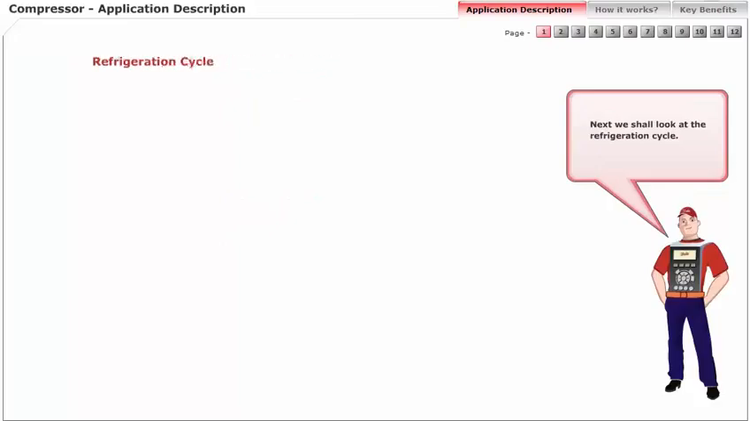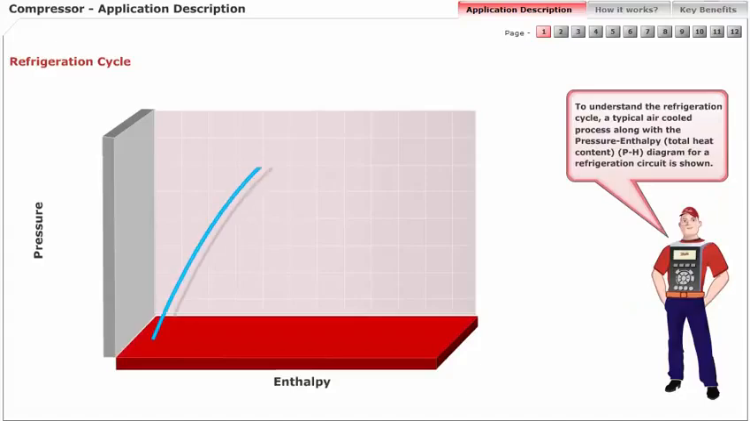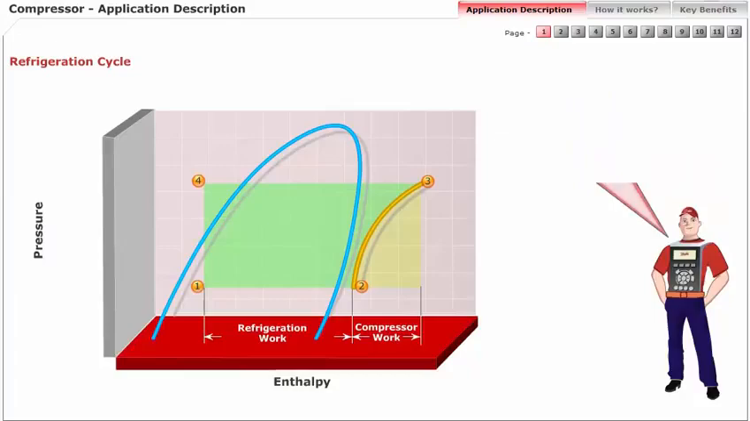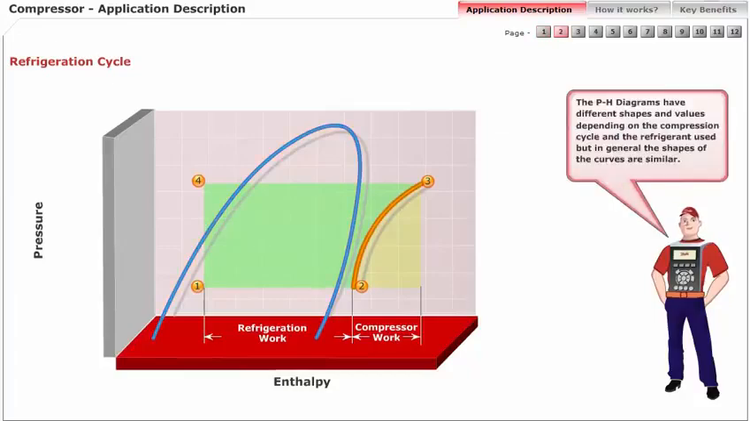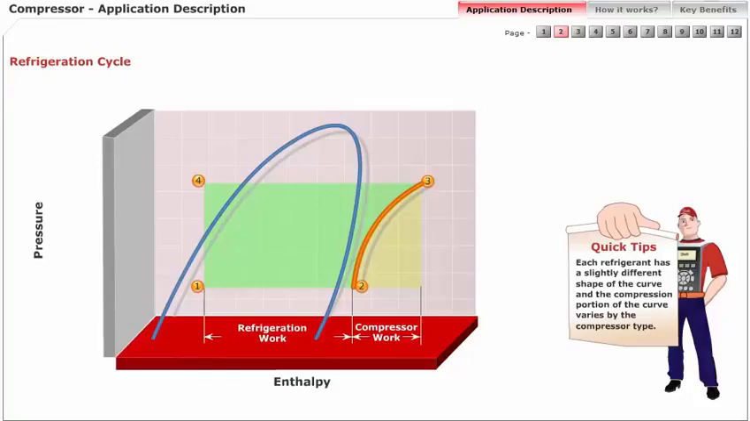Next, we shall look at the refrigeration cycle. To understand the refrigeration cycle, a typical air-cooled process, along with the pressure enthalpy, total heat content, pH diagram for a refrigeration circuit, is shown. The pH diagrams have different shapes and values depending on the compression cycle and the refrigerant used, but in general, the shapes of the curves are similar. Each refrigerant has a slightly different shape of the curve, and the compression portion of the curve varies by the compressor type.